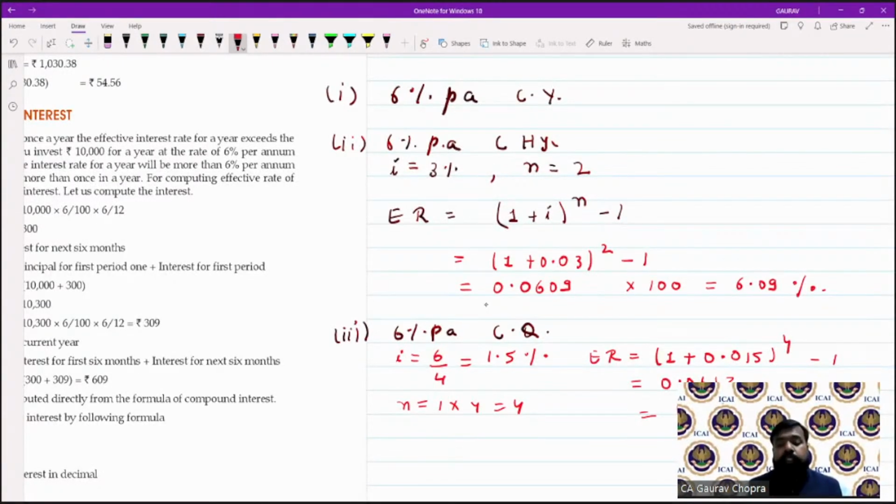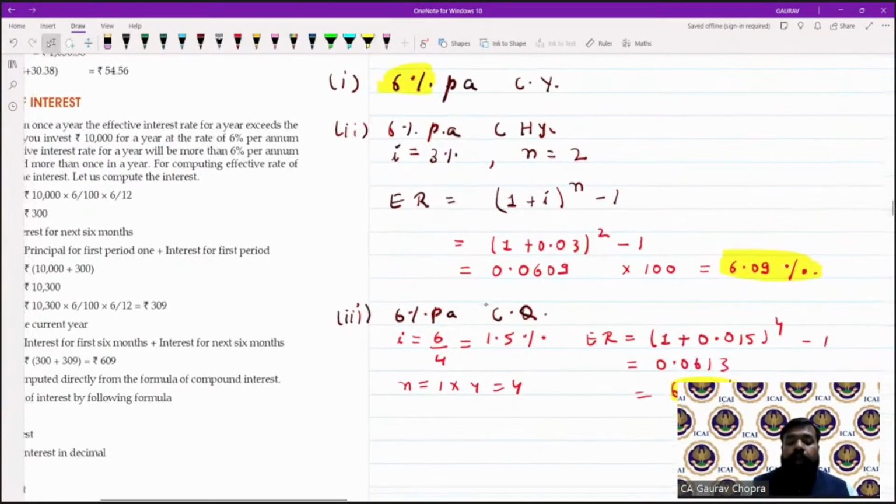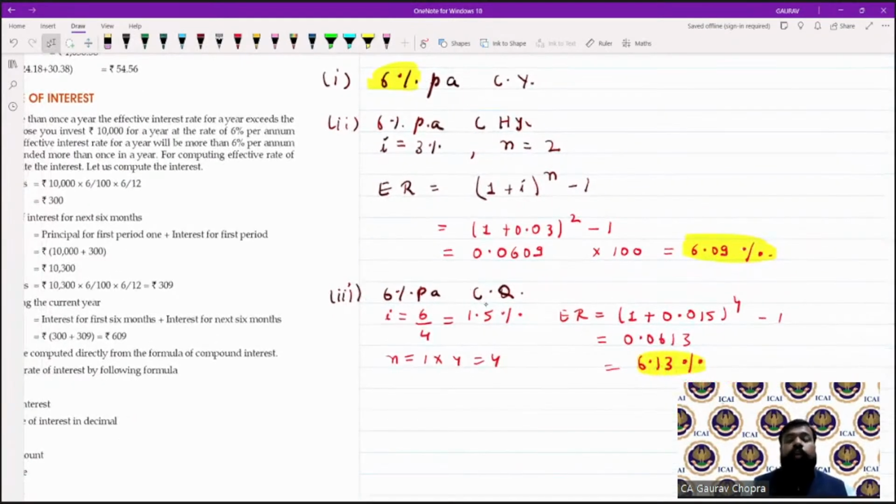Okay, so same is here. If we are compounding yearly, then rate is 6%. But as soon as we are doing half yearly, it becomes 6.09. And if quarterly, it becomes 6.13. So as we are moving forward, we are doing more compounding. That means the rate of interest will be more.